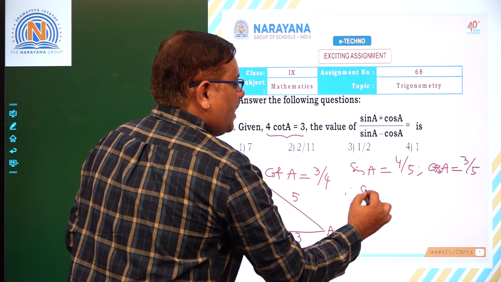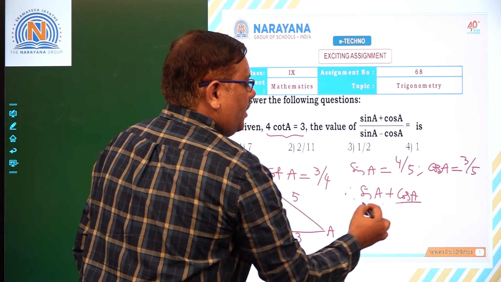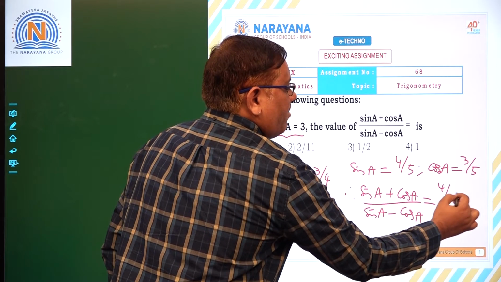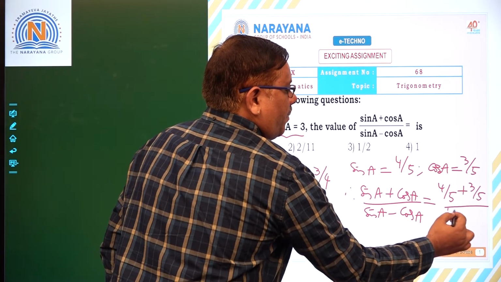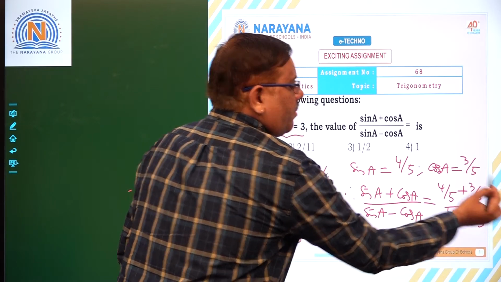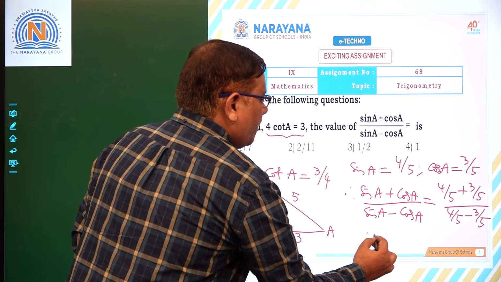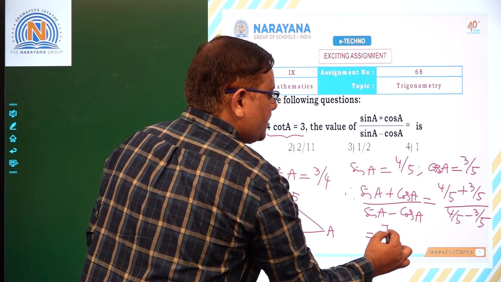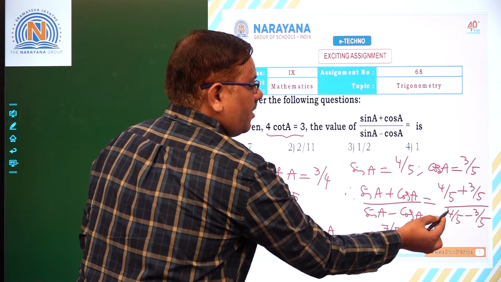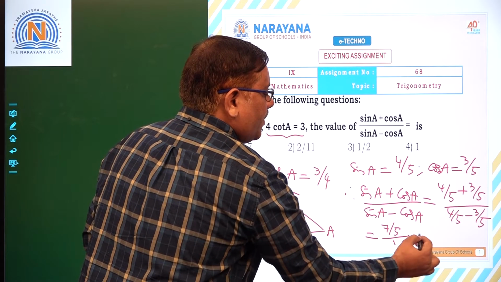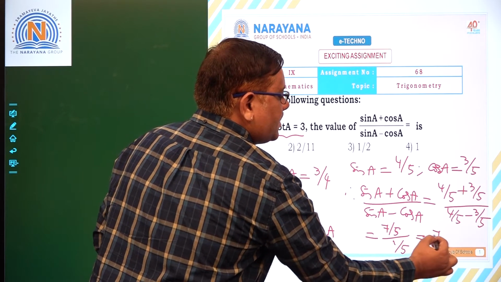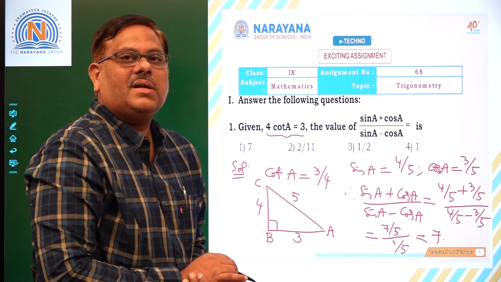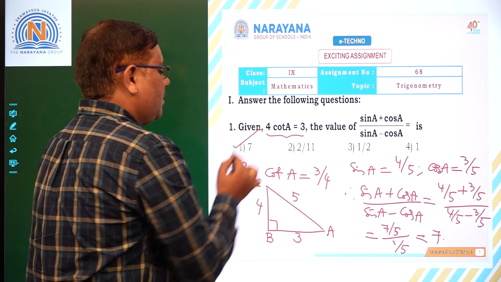Therefore, we want sin A plus cos A upon sin A minus cos A. That is 4 by 5 plus 3 by 5 upon 4 by 5 minus 3 by 5. Now this is to be simplified. These are like fractions, so simply add the numerators. 4 plus 3 is 7 upon 5 divided by 4 minus 3, that is 1 upon 5. So 5 cancels and the resultant answer is 7. So the value is nothing but 7, which is the first option. That is the right answer.